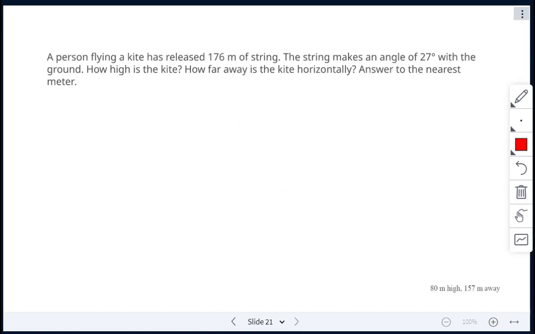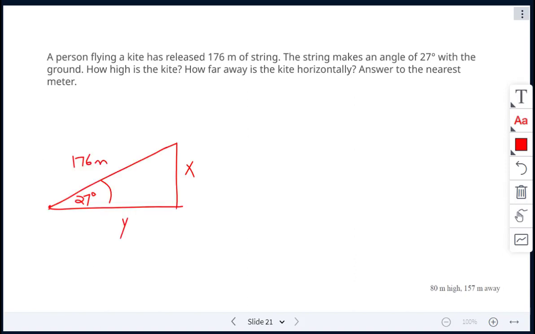All right, our next example: a person flying a kite has released 176 meters of string. The string makes an angle of 27 degrees with the ground. How high is the kite? And how far away is the kite horizontally? Answer to the nearest meter. All right, so we are looking for the height of the kite as well as how far away the kite is horizontally.